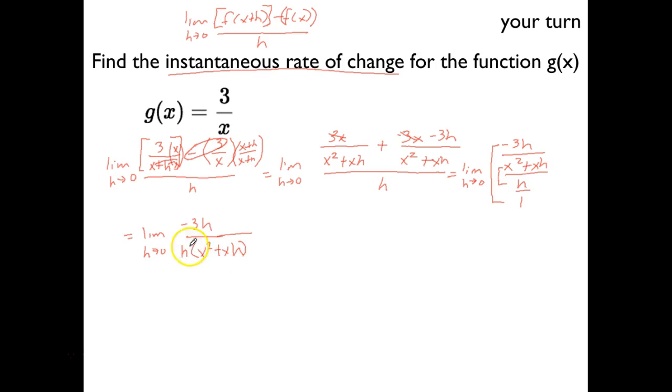Now the reason why I did not distribute that h is because, look at that, the h's are going to cancel. So that'll make it easier to deal with. Okay, now we got the limit as h approaches 0 of a negative 3 over x squared plus xh. And now I can plug in this 0, and I don't get a 0 in the denominator. So look what I get. Negative 3 over x squared plus x times 0. Well, x times 0, this whole term cancels out then, and you're just left with negative 3 over x squared.